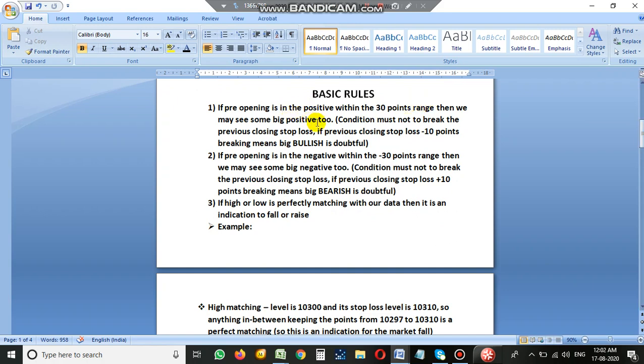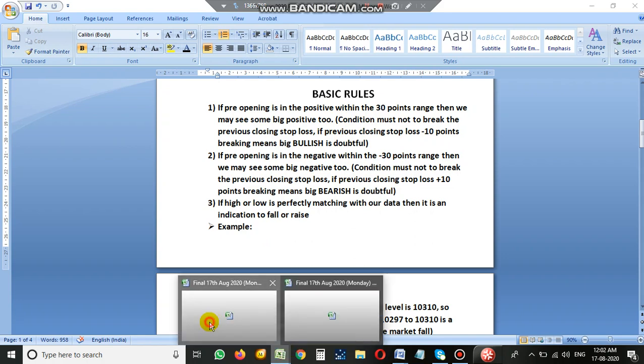Normally, if 4 indications are showing in the positive, the basic rule is that if the market pre-open is within a 30 points range, then that is one advantage you have: you can hold a long position, but with the condition of a stop loss of 10 points from the previous closing.